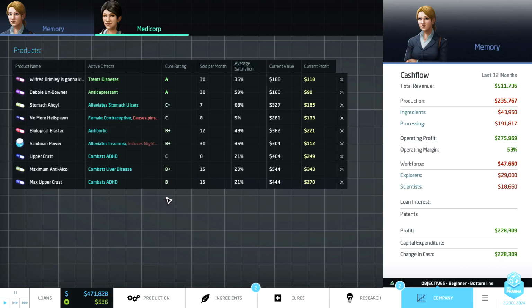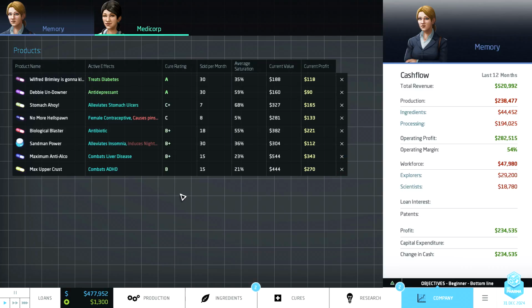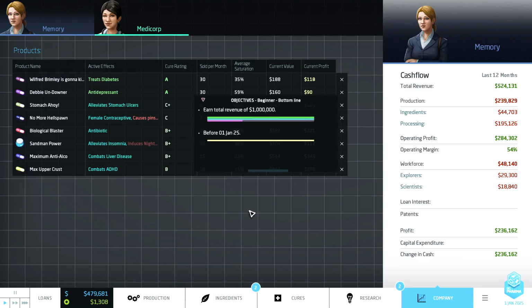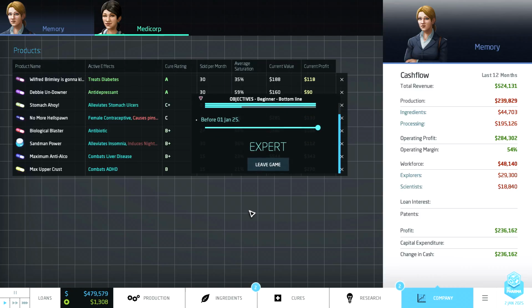It was the 26th of December. We're getting close there. So the max upper crust went up to B. Excellent. And the maximum anti-alco is B+. So both of them increased dramatically there. Upper crust, we can get rid of that because we're not selling that anymore. Sweet. So I'd say we did a really, really good job, my friends. And that was that. We hit expert level, and we got pretty far along to the 10 million, not all the way there.